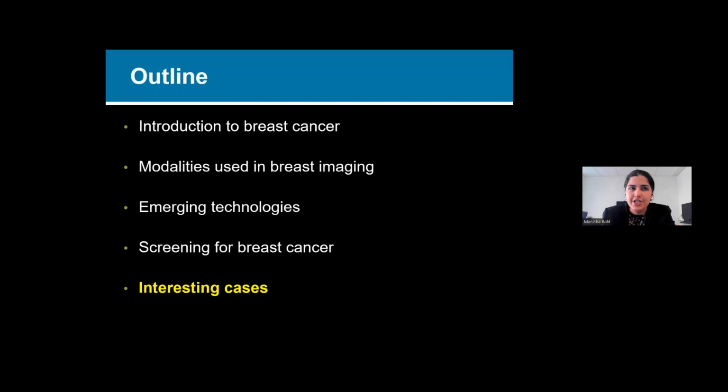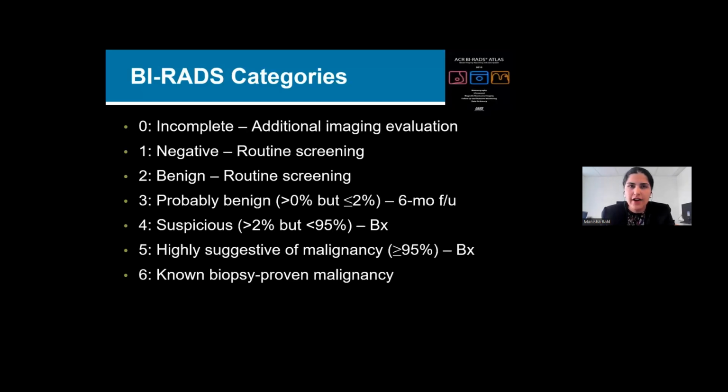Next, I'd like to share some interesting cases in order to describe how abnormalities on imaging are managed. Now, all of our reports, whether it's a screening mammogram, a diagnostic mammogram, an ultrasound, or an MRI, will end with a number, 0 to 6, which reflects the radiologist's overall assessment.